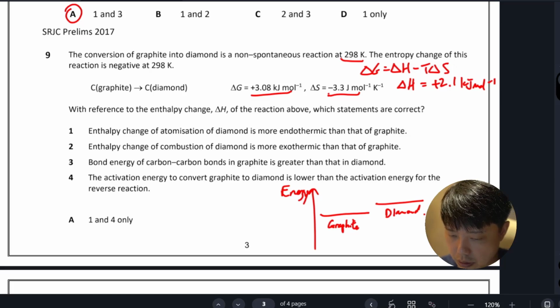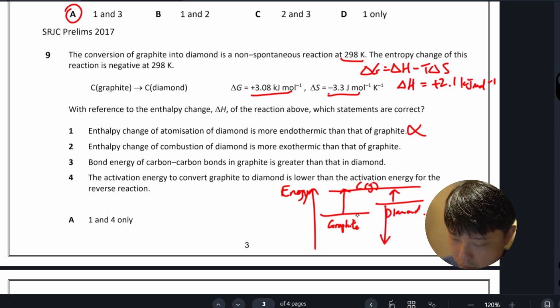Okay, so let's look at the options. Enthalpy change of atomization. If you want to atomize these, you're going to atomize them to the same thing, which is carbon gaseous. So is diamond going to be more endothermic? Looks like no, the arrow is shorter here. So first option is out. Enthalpy change of combustion is more exothermic, because it goes down to the same level, CO2 gaseous. So yes, it is more exothermic. So statement 2 is okay.